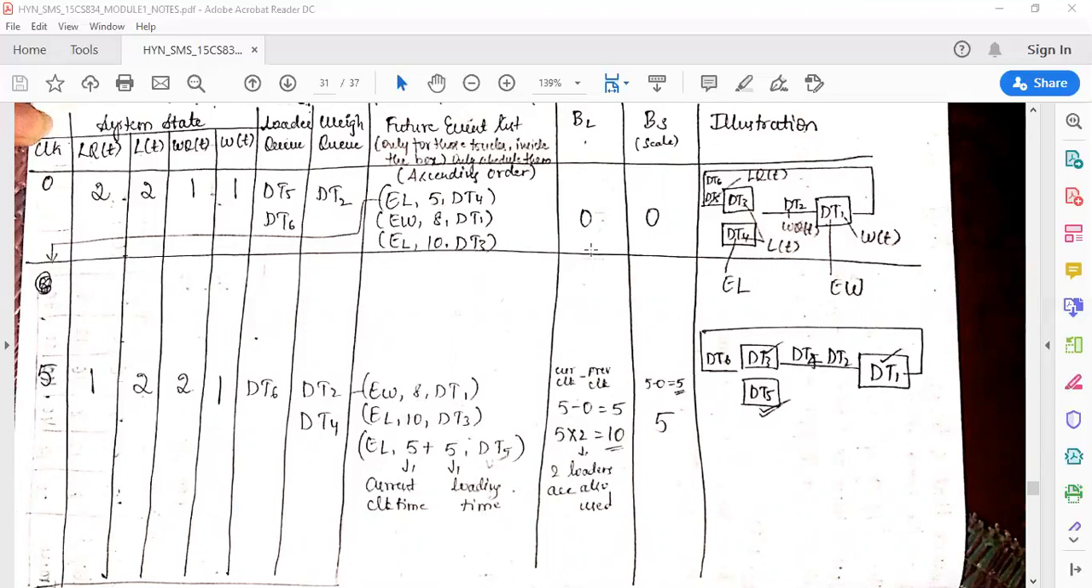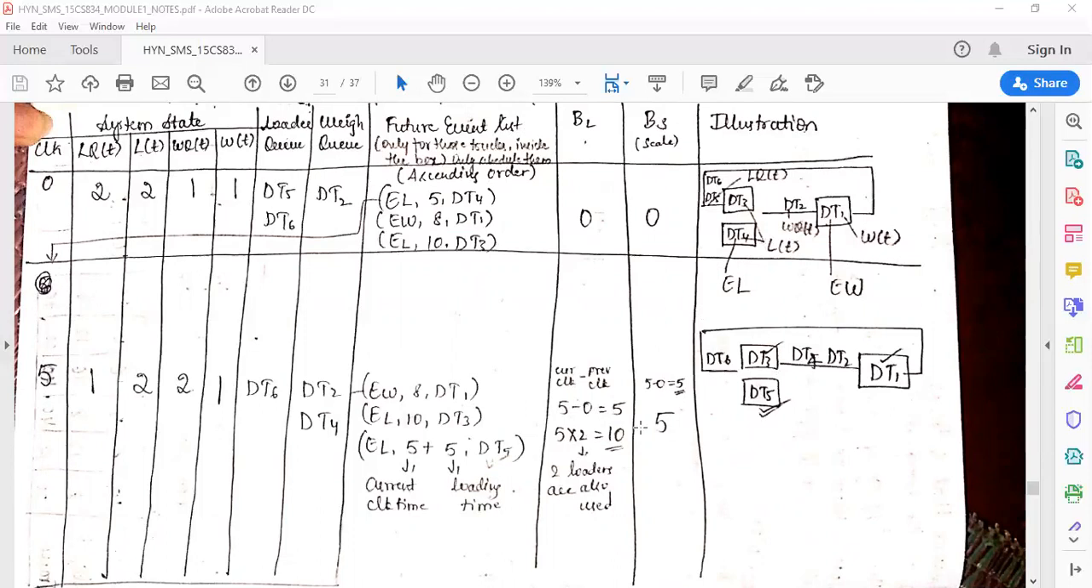Now we have to calculate the busy time of the loaders, right? So you have to see the diagram. Here you can see both are there. That means from 0 to 5, both the loaders were busy, right? So what you have to do is current clock time minus the previous clock time. So 5 minus 0, you will get 5, right? So now you have to multiply this 5 by 2.